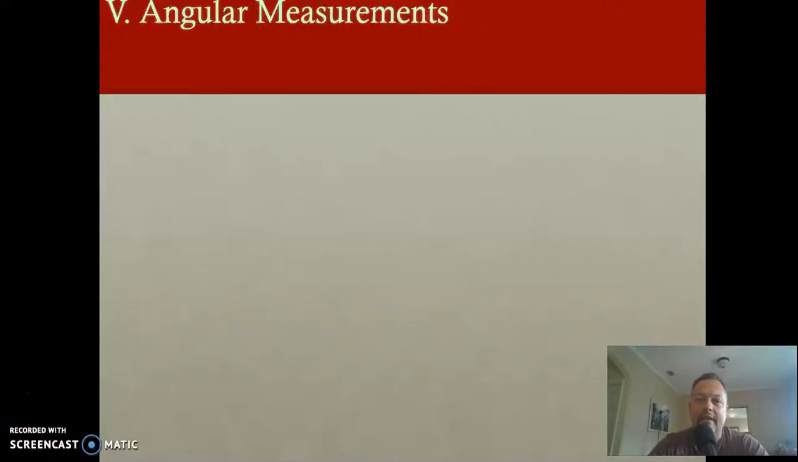Section 1.5, Angular Measurements. Earlier in the chapter, we talked about, for example, how latitude and longitude in space are called declination and right ascension, and that gives us very precise placement of objects in space. It gives us a way of giving their location very precisely. But how do you measure angles in space? That's a very important topic here.